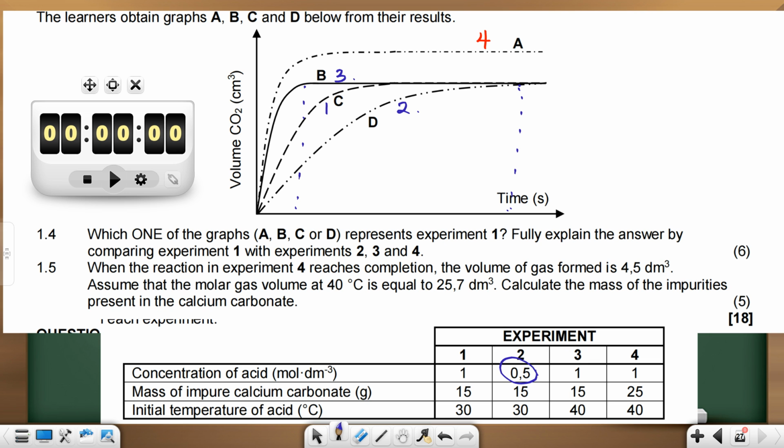Fully explain your answer by comparing experiment 1 with 2, 1 with 3, and 1 with 4. 1 and 2, what are you going to tell me? 1 is faster than 2 because of higher concentration. Please mention higher concentration. 1 and 3. 3 is faster than 1 because 3 has a higher what? Temperature. 1 and 4. 4 is higher. 2 things. Higher concentration and higher number of particles available.